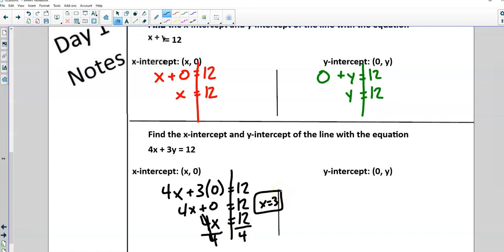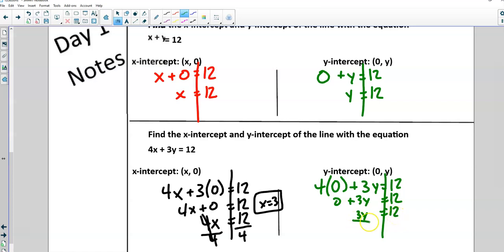And now to find the y-intercept, kind of the opposite. So instead of 4 times x, we're going to do 4 times 0 plus 3y equals 12. So you need a 0 for that x. Same thing, 4 times 0 is 0 plus 3y equals 12. Again, I can subtract 0 from both sides, but that's not going to do anything. So I'm just left with 3y equals 12.